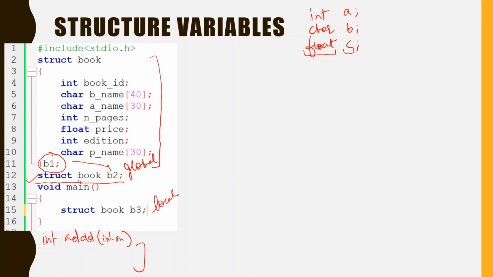This b3 would be known in the scope of main only, and it is a different block where this b3 has been created. And how to create it? It is simply like writing int a. So this whole name of the structure with the struct keyword is like writing int. Writing int and the name of the variable is simply like struct book and the name of the variable, b3. Now what happens up in the memory?